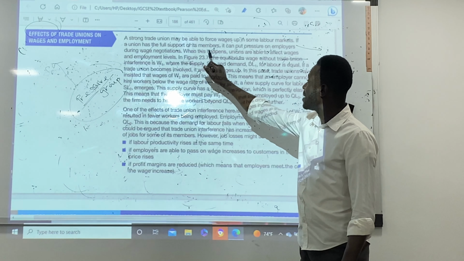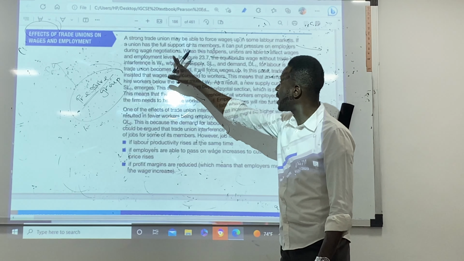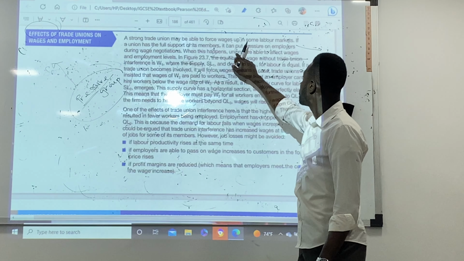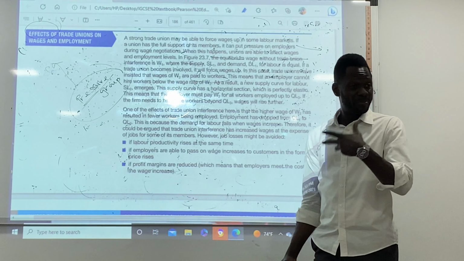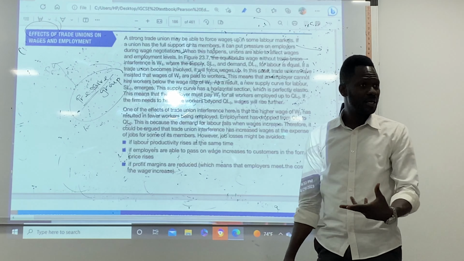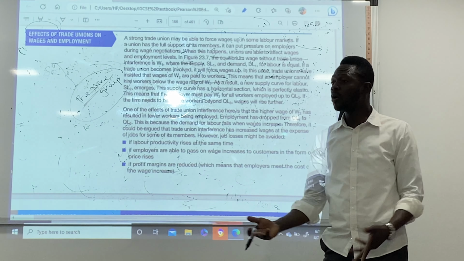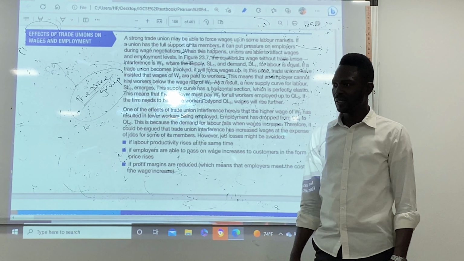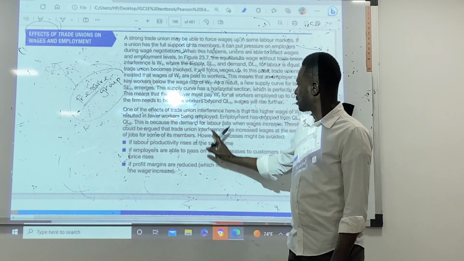A strong trade union may be able to force wages up in some labor markets. If a union has the full support of its members, it can put pressure on employers during wage negotiations. They have the power to tell employers to increase your salary. If not, they go on industrial action like strike, which is not good for businesses. So that's about that.